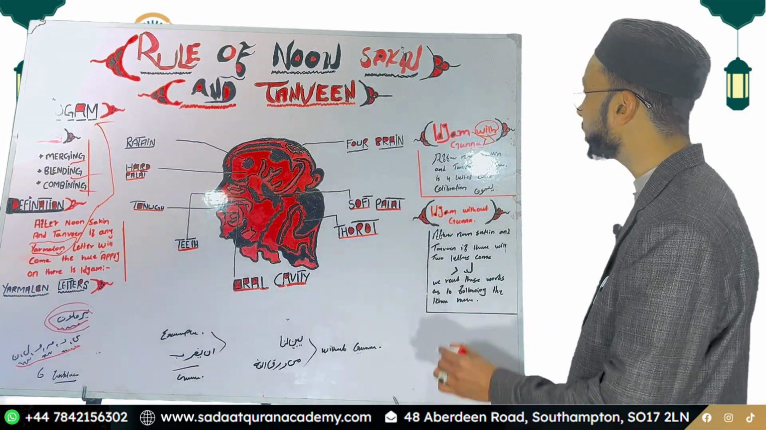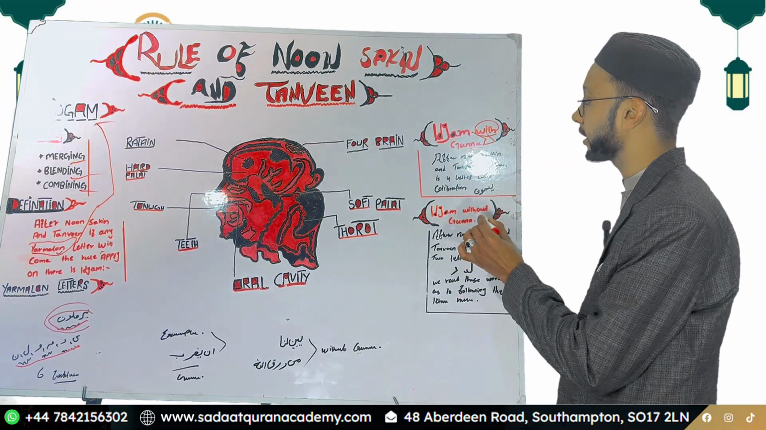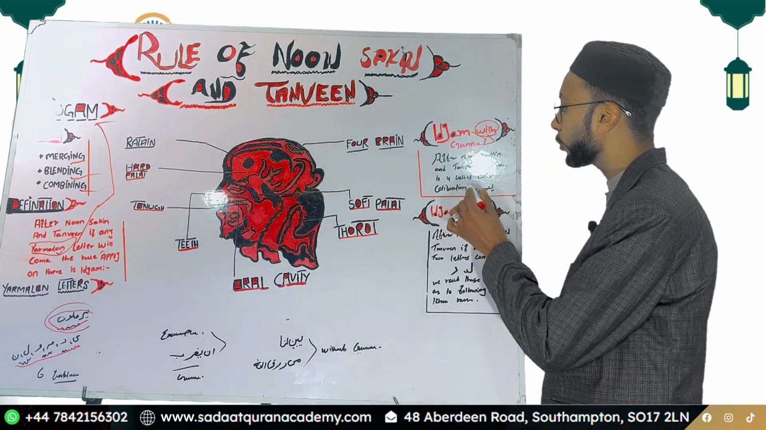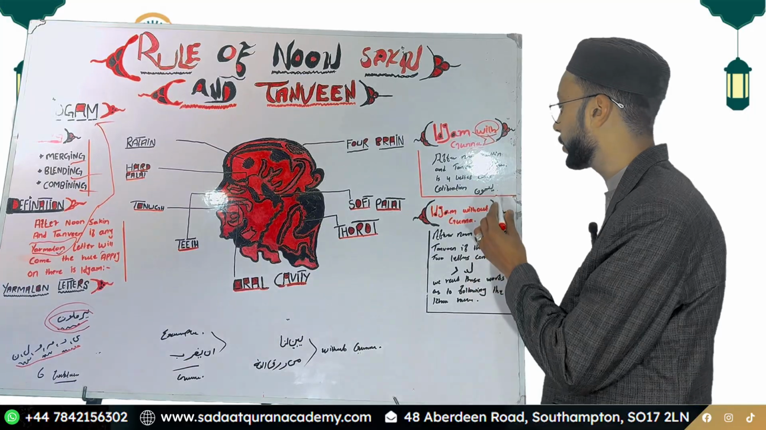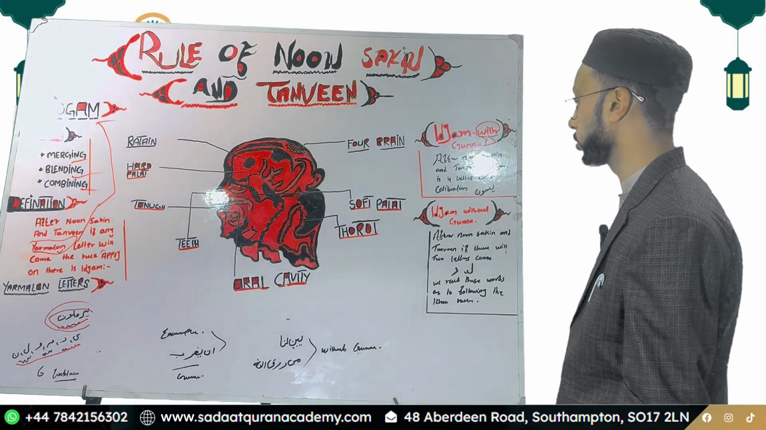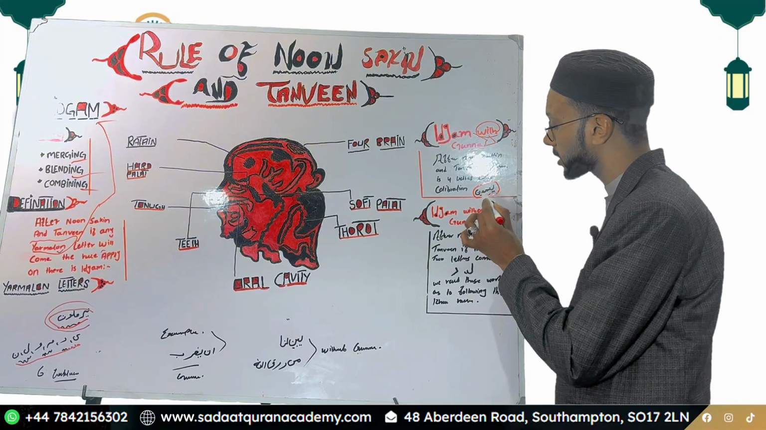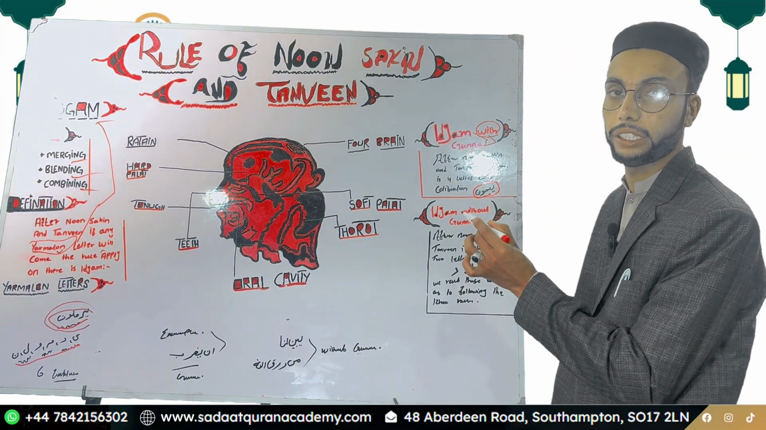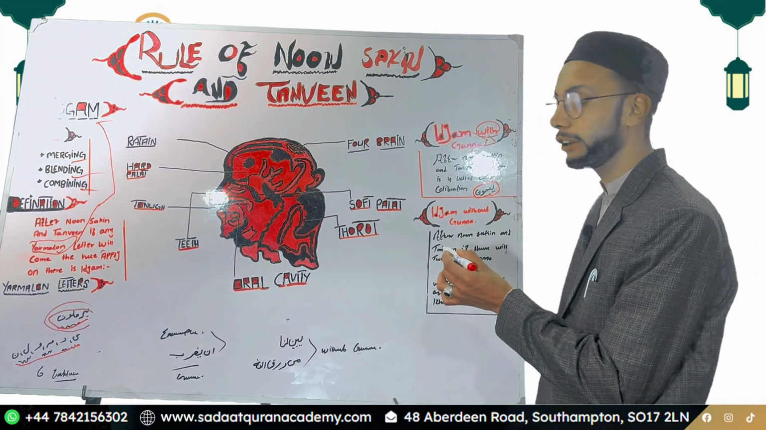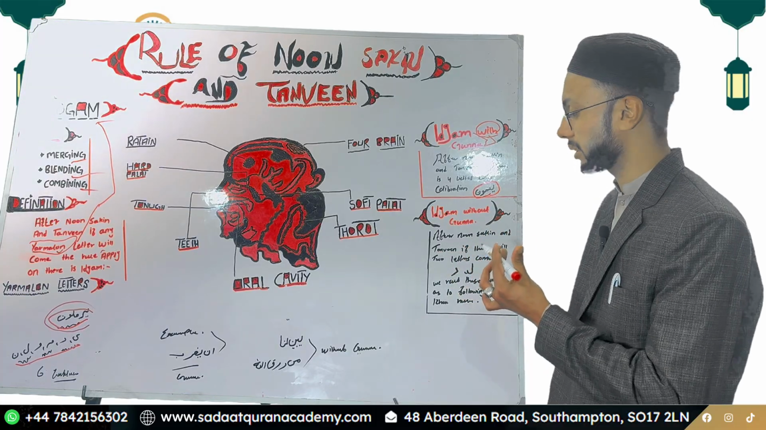The definition is: after Noon Saakin and Tanween, if 4 letters come, collaboration Yamun, the 4 letters of Yarmalun, we will do the Ghunna there. We will merge, blending the sound, and we'll hold the sound in the nose.